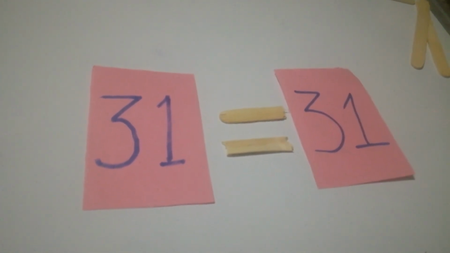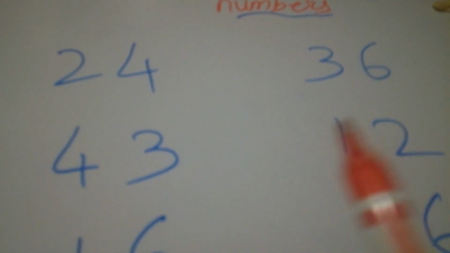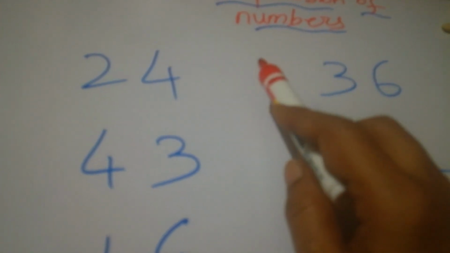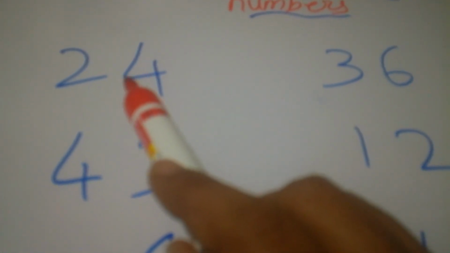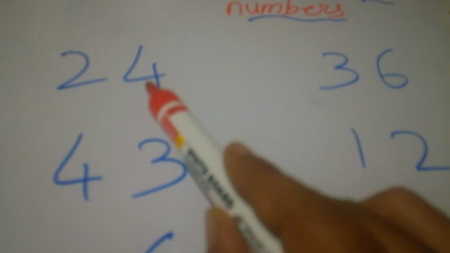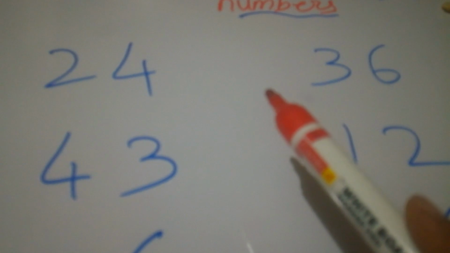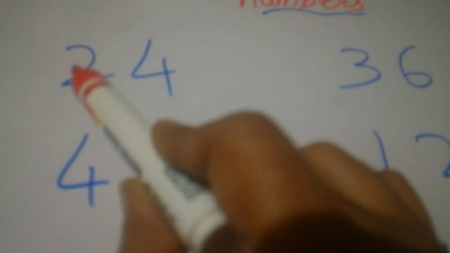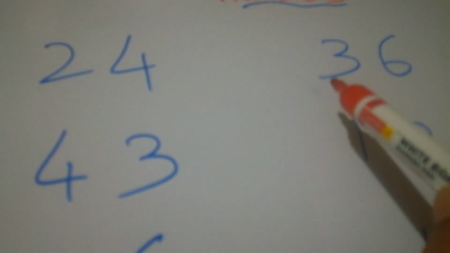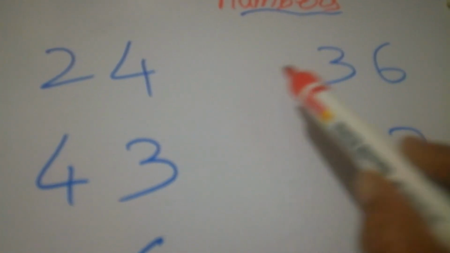Now let us do a small and quick exercise. Now in between we have to place the symbols. If you see the first one, here we have 24 and here we have 36. First we should observe the digit in the tens place. Here we have 2 and here we have 3. So 2 is smaller than 3, which means 24 is less than 36.